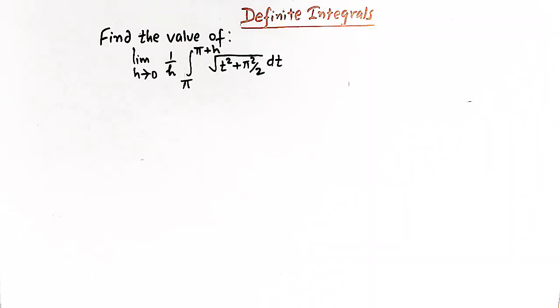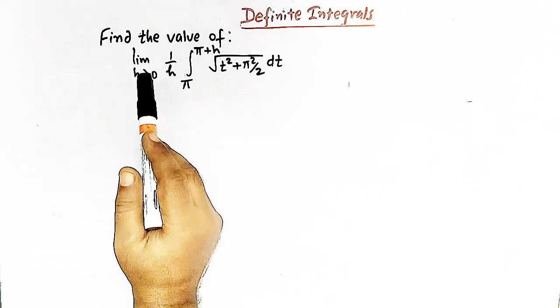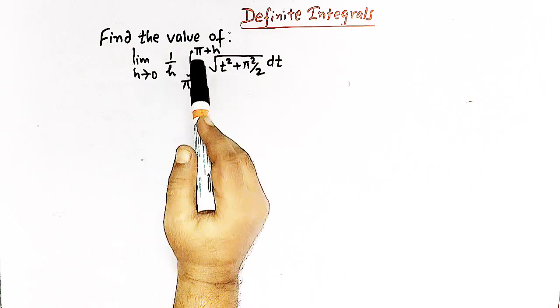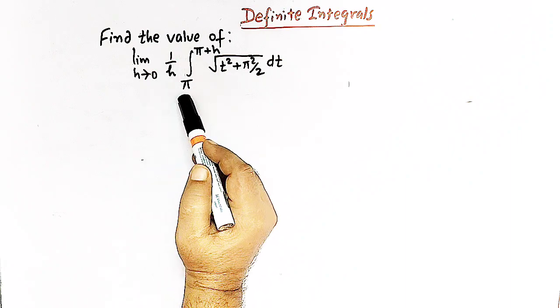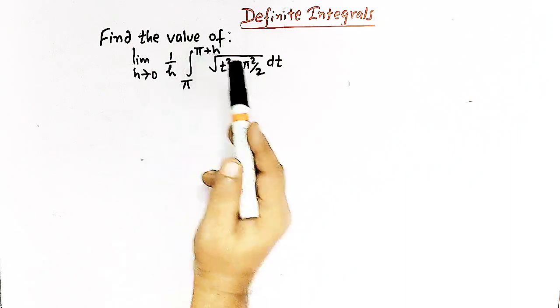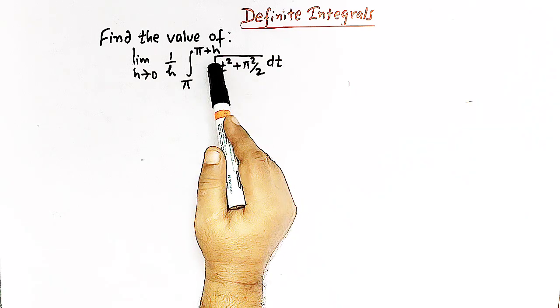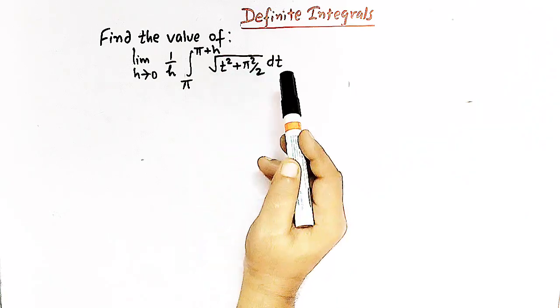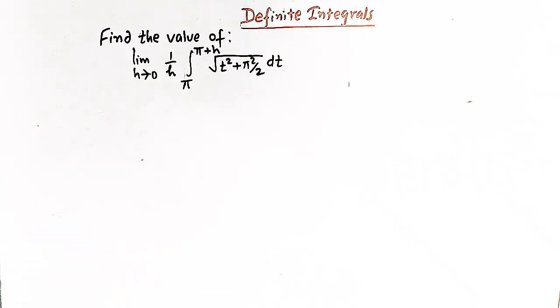Hello viewers, in today's session we are going to discuss another important problem from definite integrals. In this class we are going to find out the value of this expression, that is the limit as h tends to 0 of 1 over h times the integral from pi to pi plus h, where the integrand is the square root of t square plus pi square over 2, dt.